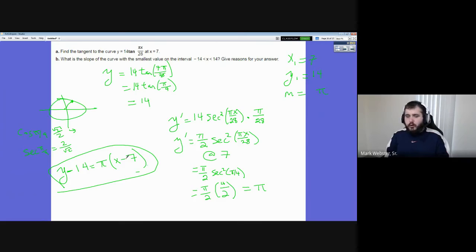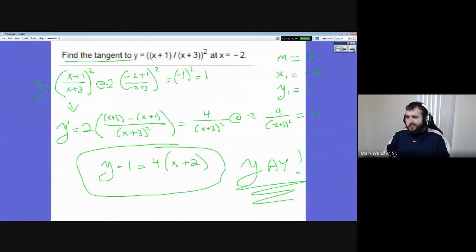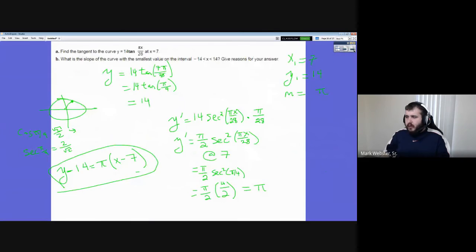Don't work too hard on this. Part B is a really interesting thing that kind of we need to look at like a picture of it.